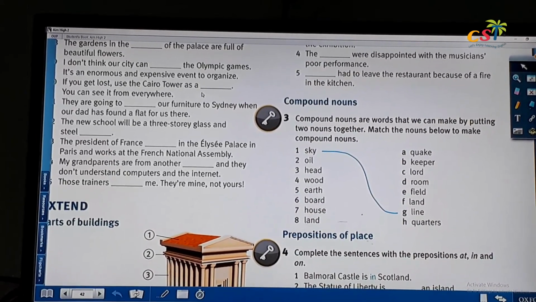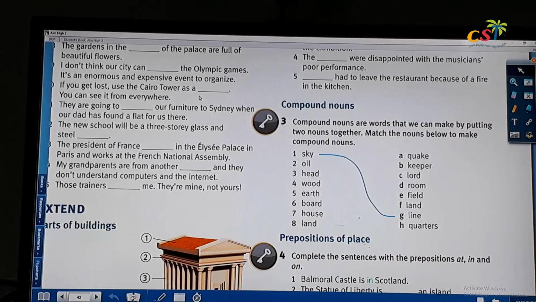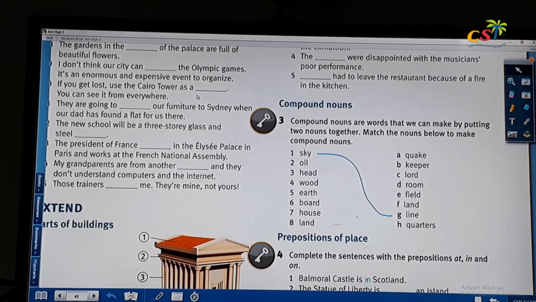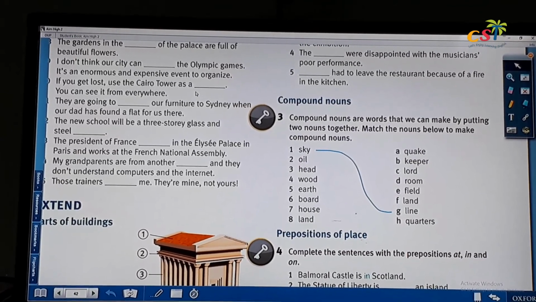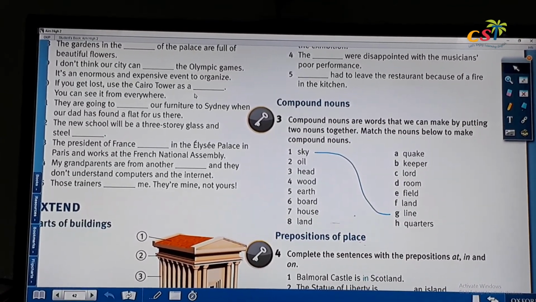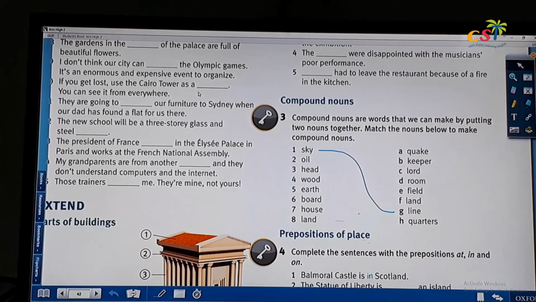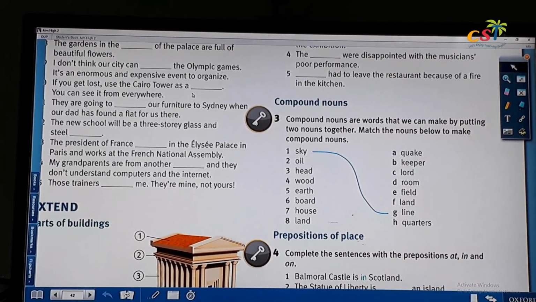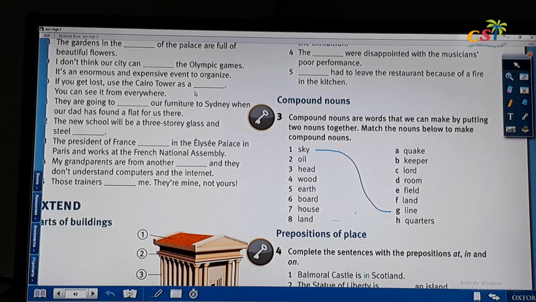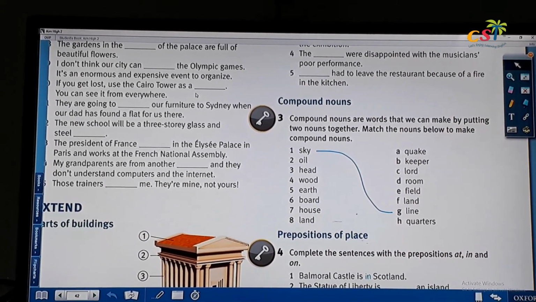I will repeat. Number 1, skyline. Number 2, oil field. Number 3, headquarters. Number 4, woodland. 5, earthquake. 6, boardroom. 7, housekeeper. Number 8, landlord.